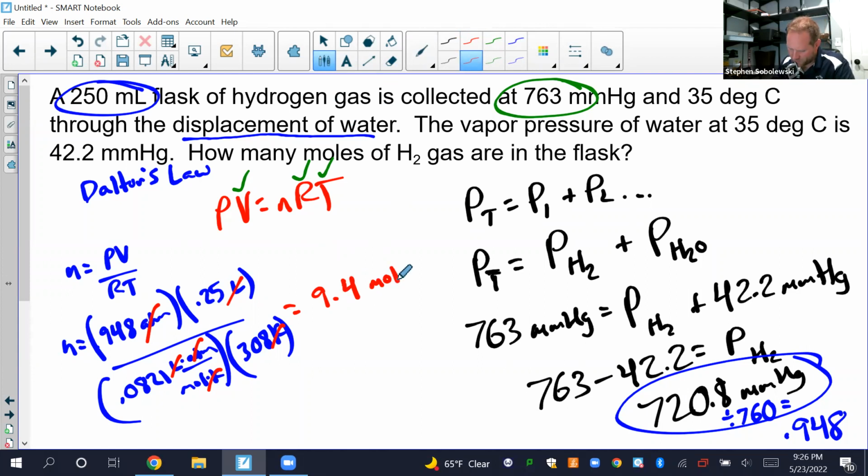That doesn't seem right. I think I messed something up. I did. 0.948. Whoops. My parenthesis covered up my point. So I assume it's going to be 1,000 times smaller than this, but let me double check. 0.948 times 0.25 equals, divided by 0.0821, divided by 308, 0.00937 or 0.0094. There we go. And the unit is moles.